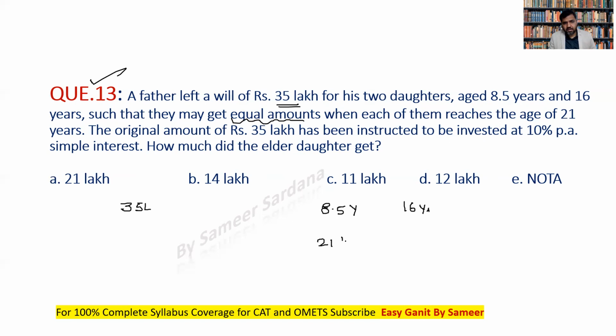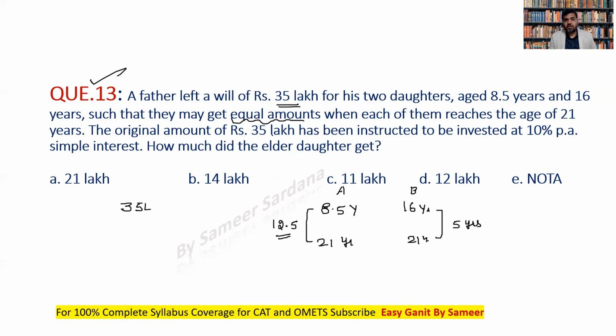Similar question that we have done, right? You see that when this becomes 21 years, she will be, this girl, right, which is the younger one. Let's say this is A, this is the girl B. This girl will be earning the interest for how many years? 12.5 years, right? This girl will be earning the interest for how many years? 5 years.